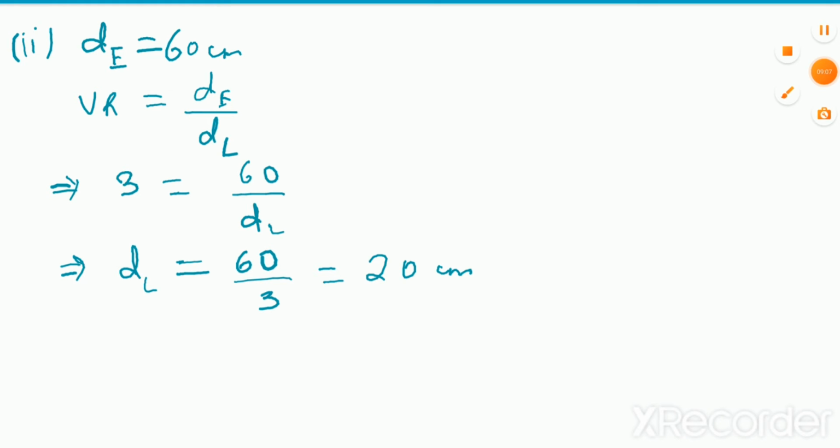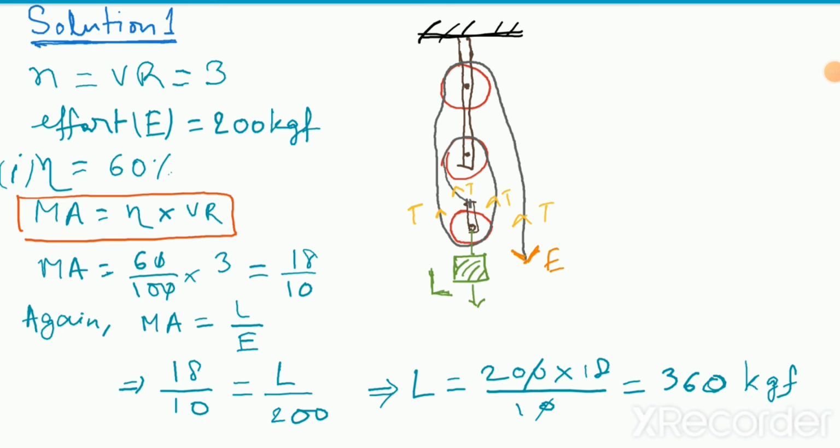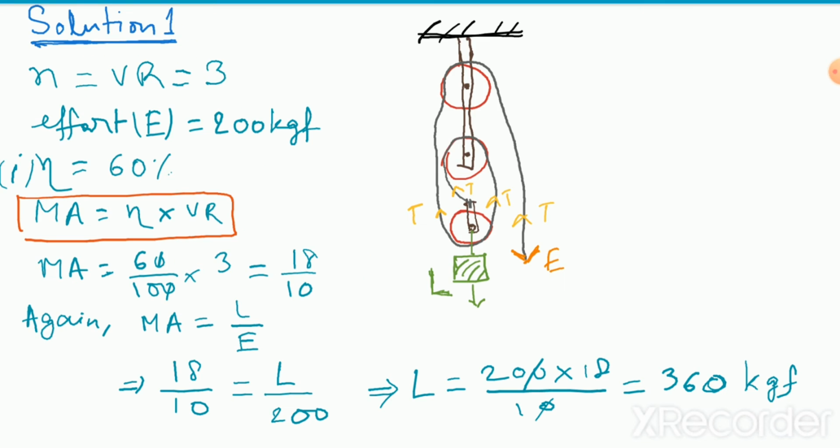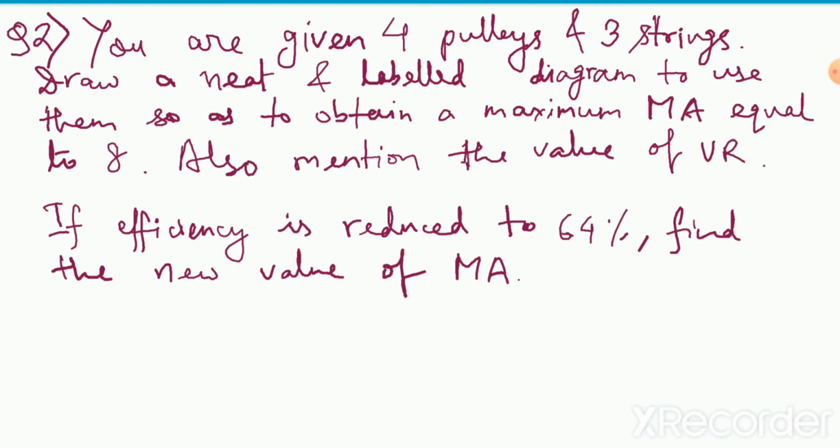Now let us move to question number 2. Solution 2. Now you are given 4 pulleys and 3 strings. We have to draw a neat labelled diagram to use them so as to obtain a maximum mechanical advantage equal to 8.